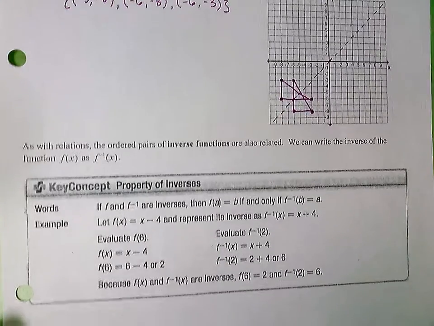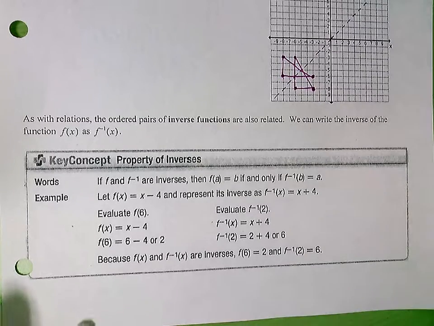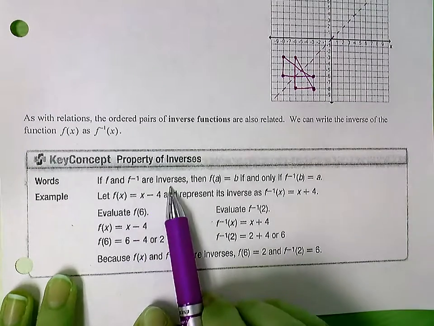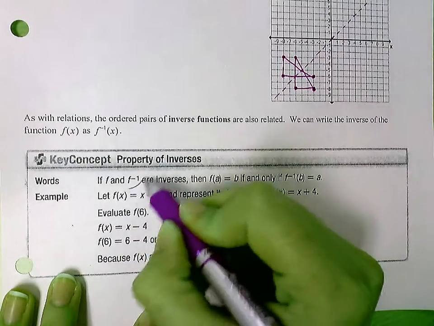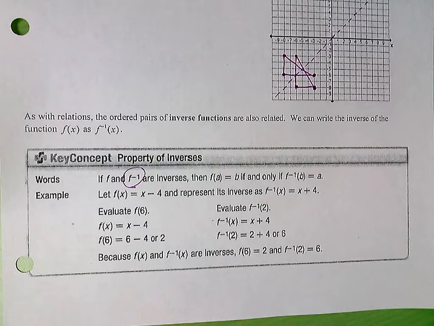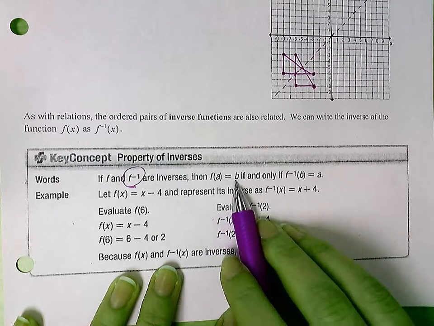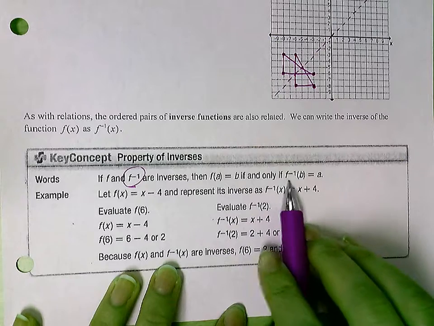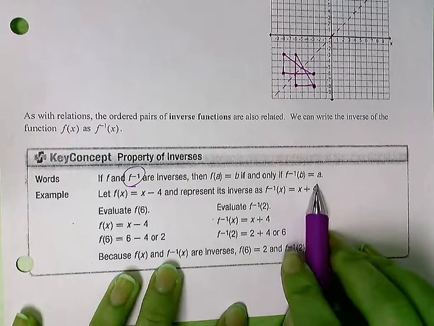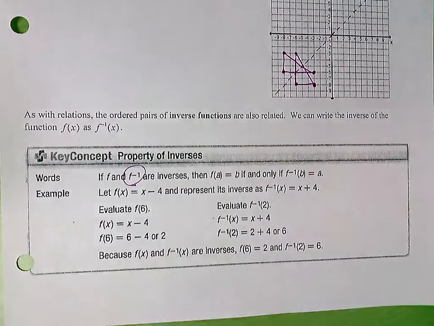I have properties of inverses down here. So if f and f inverse are inverses, that's what this means, by the way: f to the negative first means f inverse. Then if I have f of a equals b, if and only if f inverse of b will equal a. So they want to interchange that x and y value again.